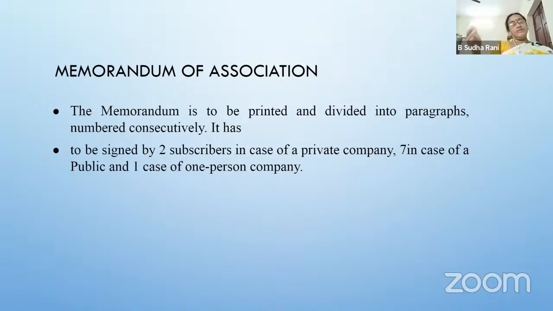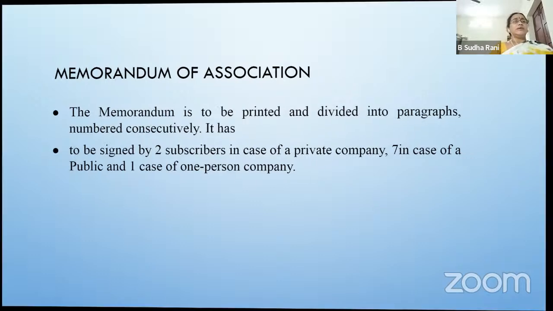After completion of preparation, the memorandum of association must be signed by the directors and a witness. In case of a private company, 2 directors. In case of a public company, minimum 7 directors. In case of a one-person company, 1 has to sign this memorandum in the presence of a witness. So it is to be signed by the subscribers, who in this case are nothing but directors.